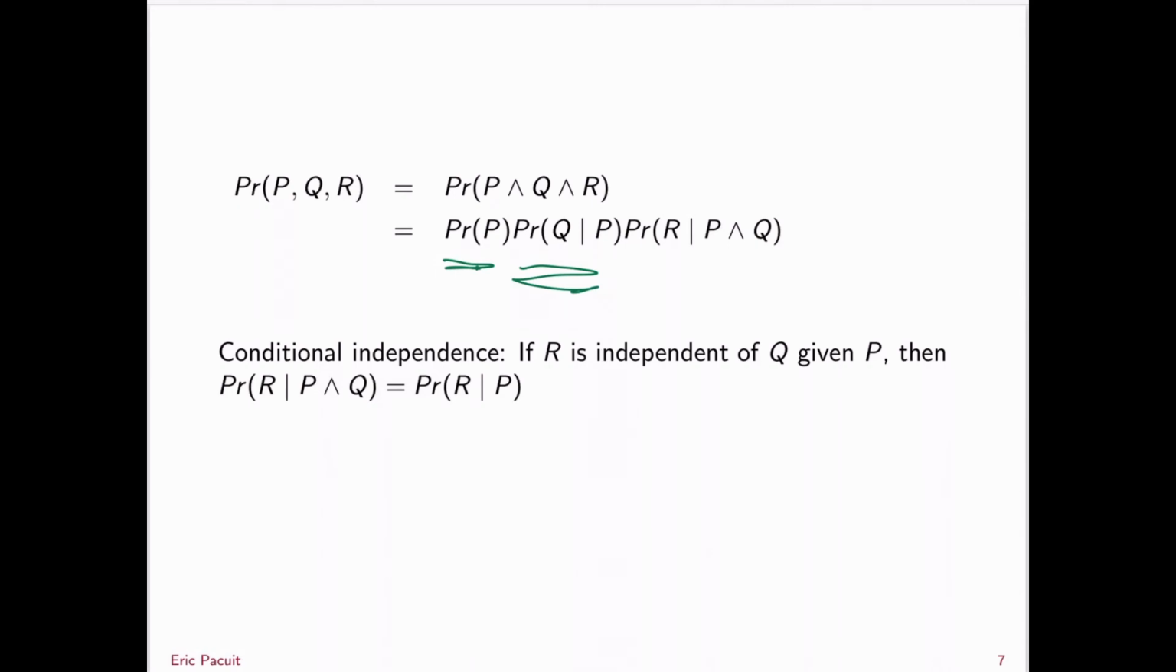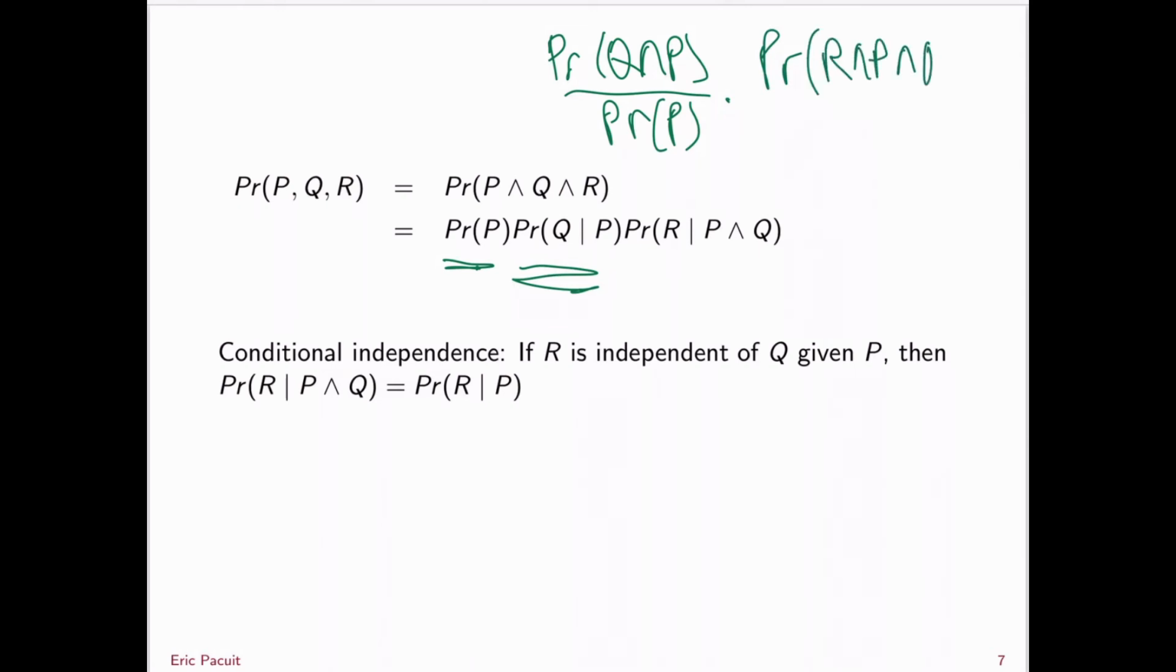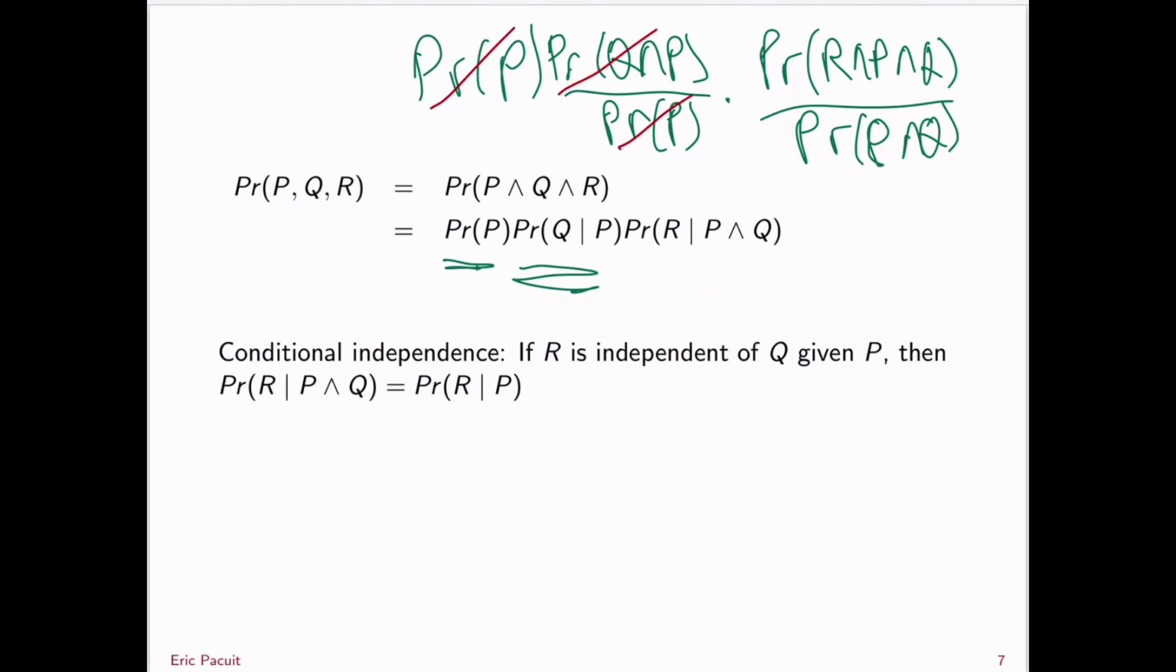So to see why this equation holds, note that the probability of Q given P is the probability of Q and P divided by the probability of P. And the probability of R given P and Q is the probability of R and P and Q divided by the probability of P and Q. And this is all multiplied by the probability of P. And now we can see that the probability of P's cancel, the probability of Q and P cancels, and we end up with just the probability of R and P and Q, which is, of course, just the probability of P, Q, and R.